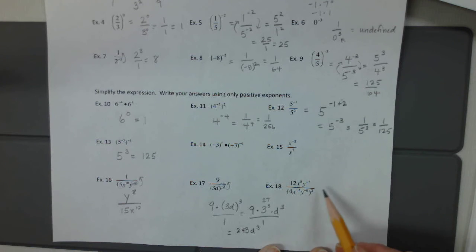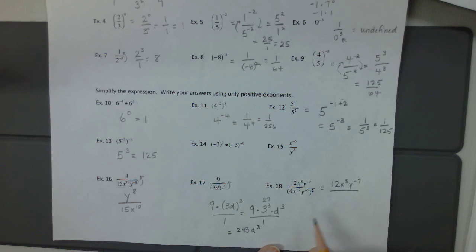And this bottom one's probably the most complicated it gets. For starters, I'm going to leave the numerator where it's at right now. I'll come back to that in a bit. I'm going to square the denominator. So 4 to the second power would be 16. X to the negative second raised to the second would be x to the negative fourth. And then y to the negative sixth raised to the second would be y to the negative 12th.